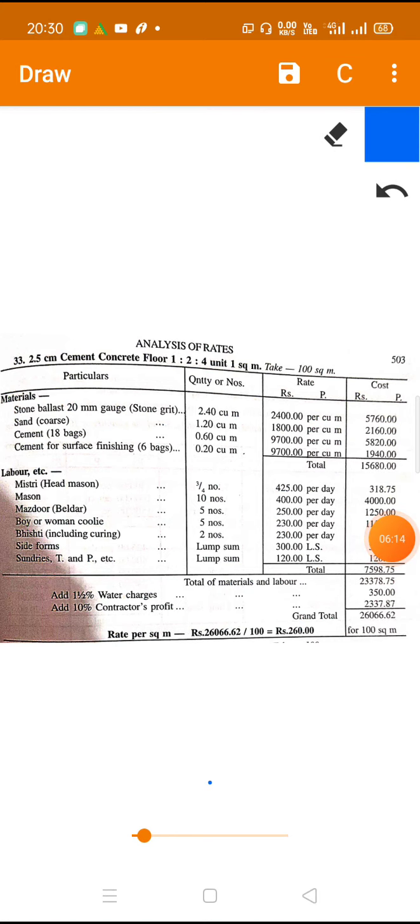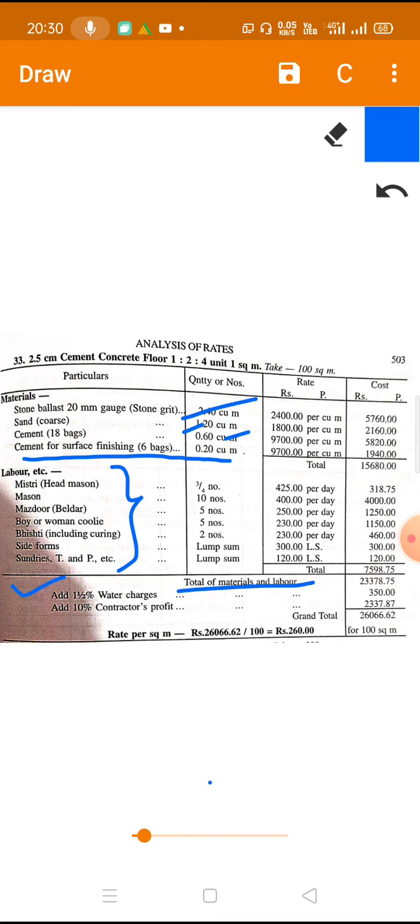So this is the table. We have calculated the quantities of stone, sand, cement, and for neat finishing work, we have taken 6 bags of cement extra. These are the labor costs, which are fixed, just like the other cases. Find out the total, add 1.5% extra for water charges, 10% for contractor's profit, and find out the grand total. And divide the grand total by the total area. It was 100 square meter.